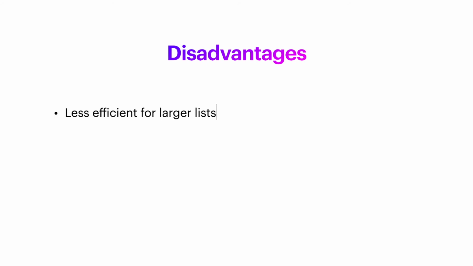Now let's take a look at some disadvantages of insertion sort. So the first one is that it is less efficient for larger lists. So other sorting algorithms tend to outperform insertion sort when larger lists come into play. The second one is that the worst case time complexity is big O of n square. So sorting algorithms like quick sort and merge sort tend to have better worst case time complexities compared to insertion sort.